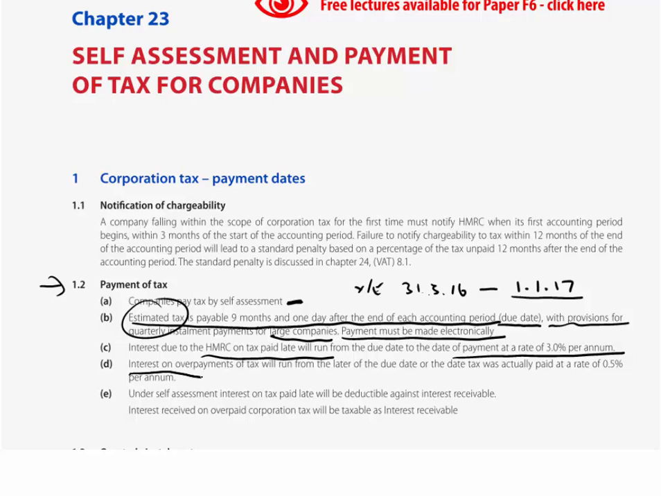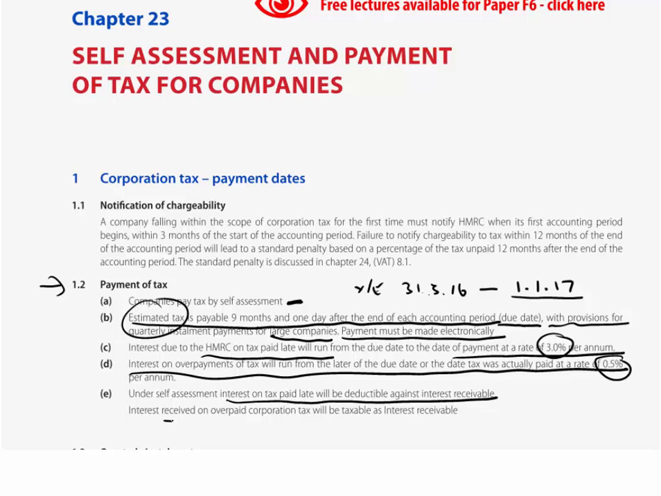If we've overpaid, then interest on overpayments will run from the later of the due date or the date the tax was actually paid. But this time, note intriguingly, if we underpay, we pay interest at a rate of 3%. If we overpay, they pay us interest at a rate of 0.5% per annum. Isn't it great when you can write your own rules there? Under self-assessment, interest on tax paid late will be deductible against interest receivable, and interest received on overpaid corporation tax will be taxable as interest receivable.